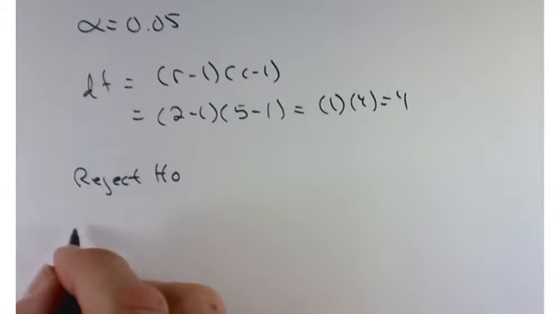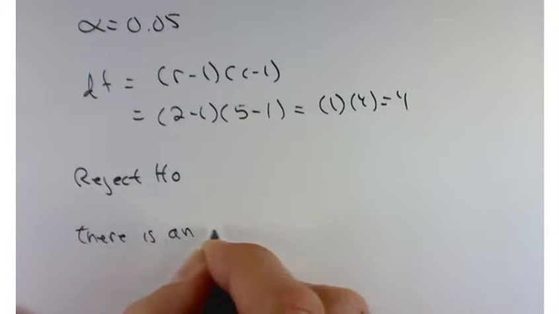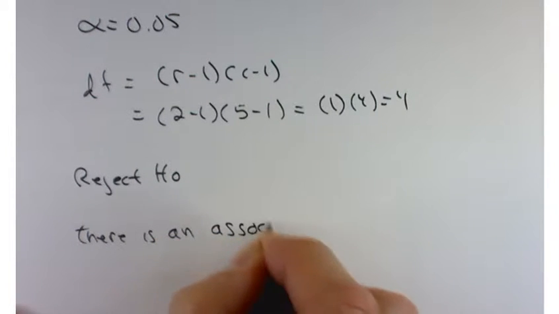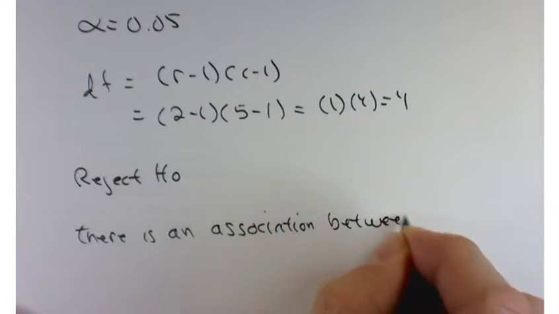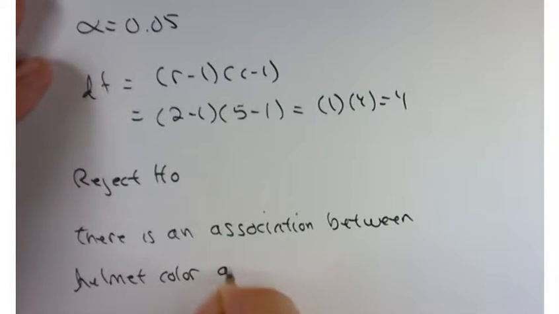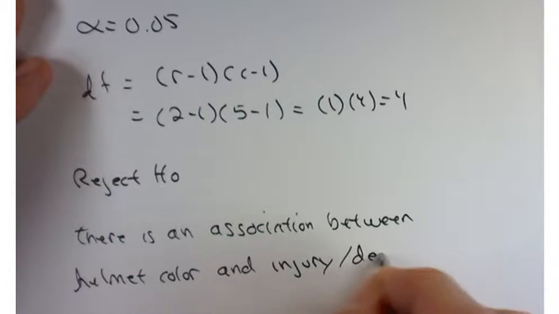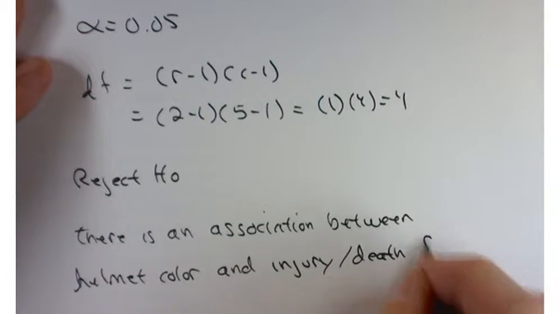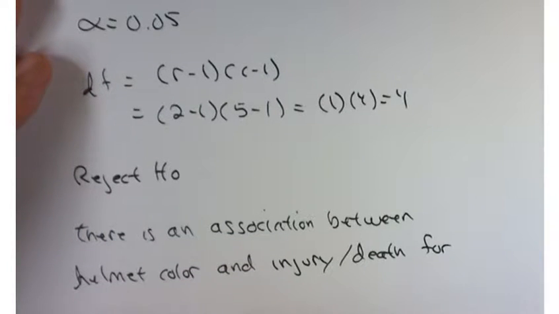So our conclusion is there is an association between helmet color and injury/death for people riding a motorcycle.